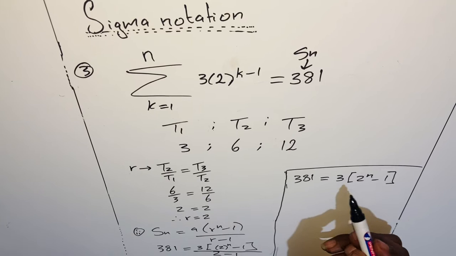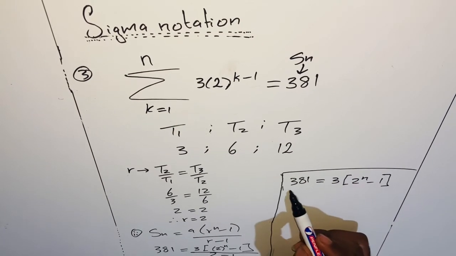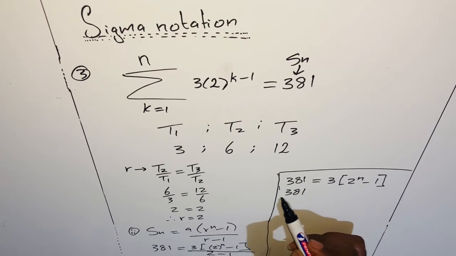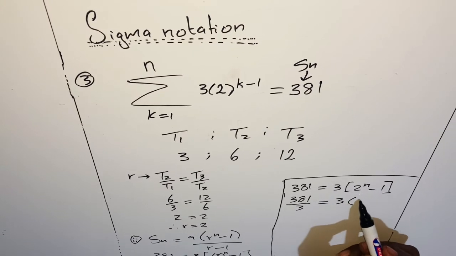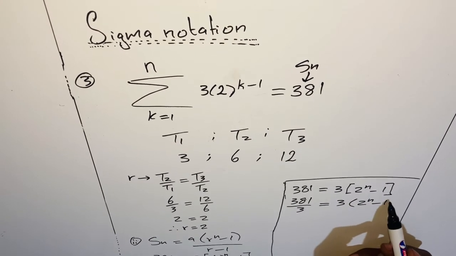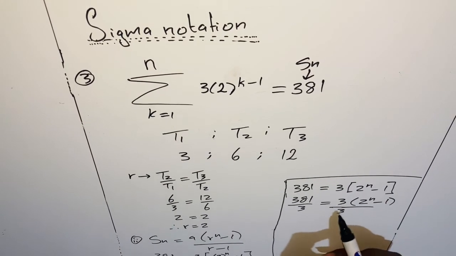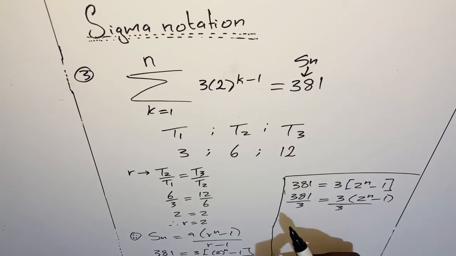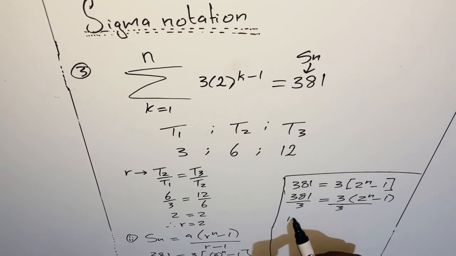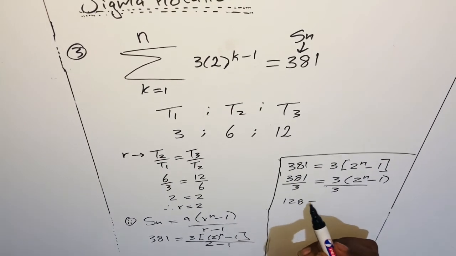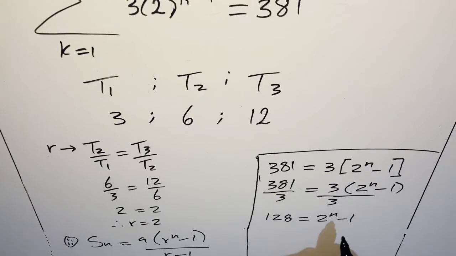Then from here, I'm solving for n. I divide both sides by 3. So it's 381 divided by 3. What I do on the left, I must do on my right. 2 to the n minus 1, I divide this side as well by 3. This 3 will cancel. 381 divided by 3, you get 127 is equal to 2 to the n minus 1.